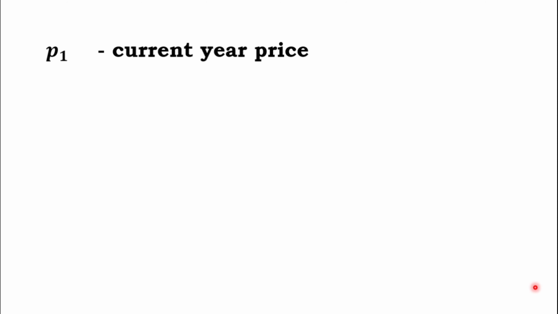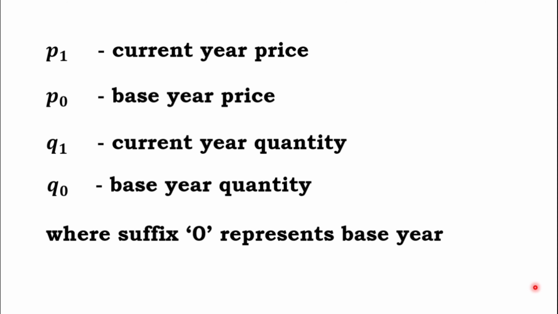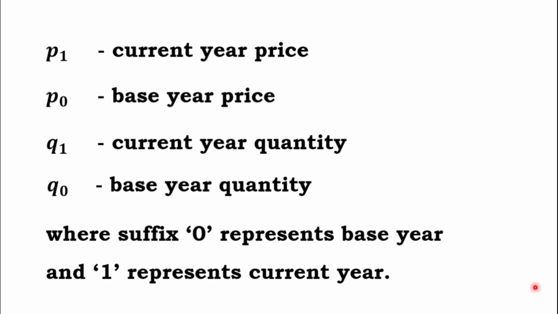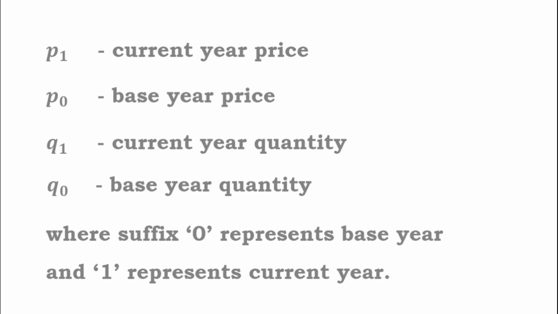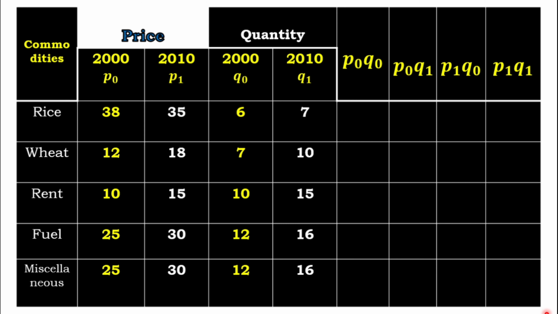Solution. Let us denote P1 as the current year price, which here means 2010. P0 is the price for the base year, which for this question is 2000. The current year quantity is defined as Q1. Q0 is the base year quantity, where 0 represents the base year and 1 represents the current year. So price and quantity are given.